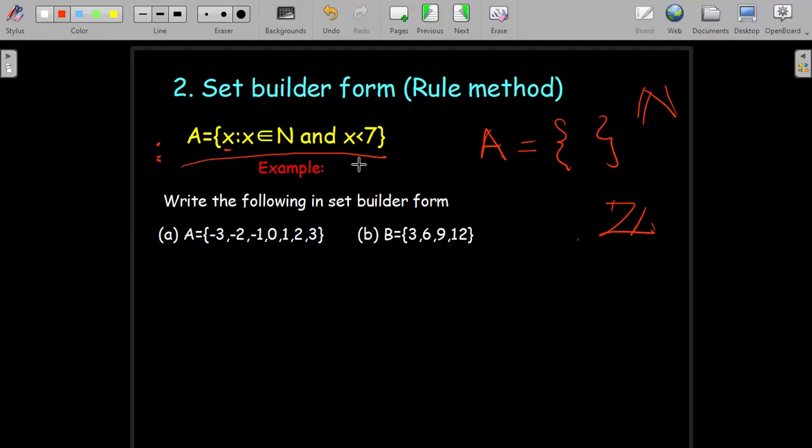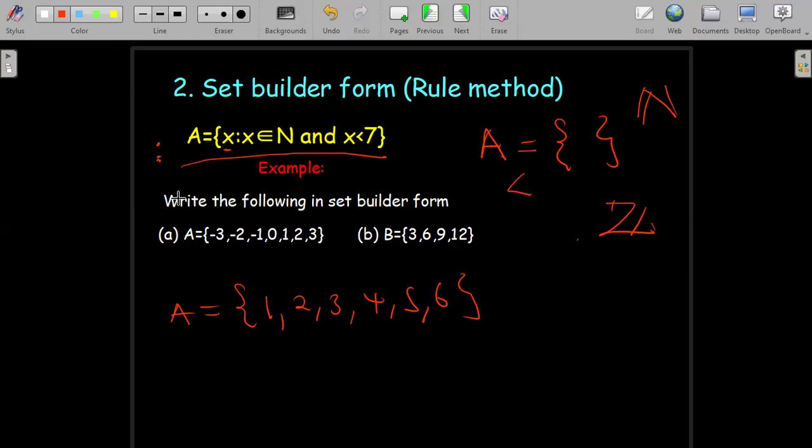So we continue. We're saying x is less than 7. When you look at this, if we list it from the roster form or the listing method, which we just looked at, set A will just be the natural numbers less than 7. It's strictly less than, meaning 7 is not part of this listing. So I have 1, 2, 3, 4, 5, and 6. These are the natural numbers that are less than 7, according to what we have there.